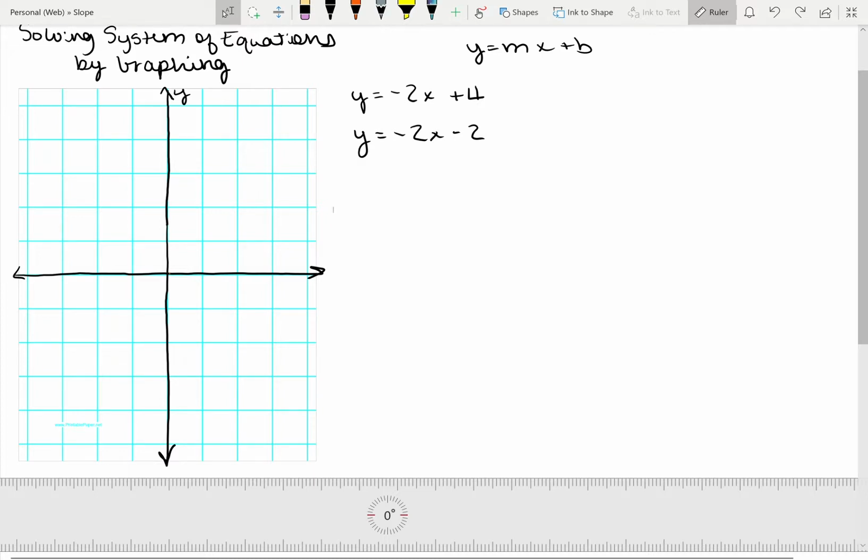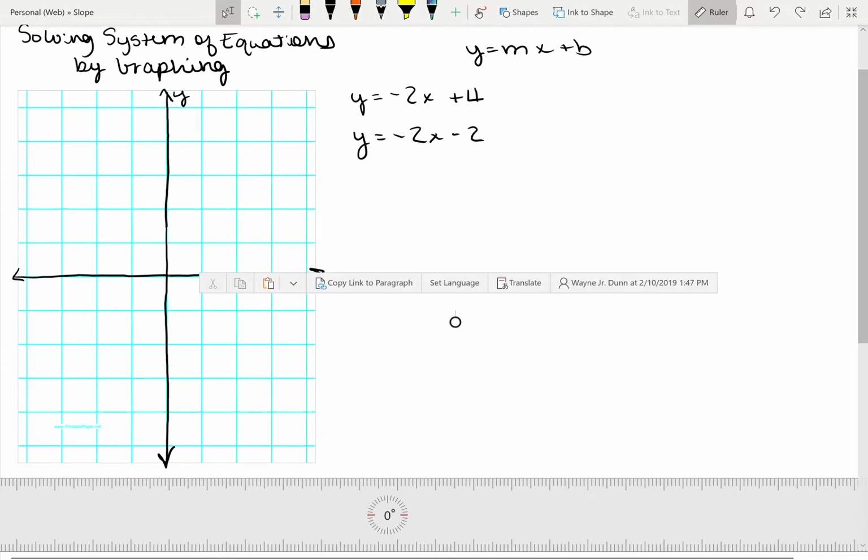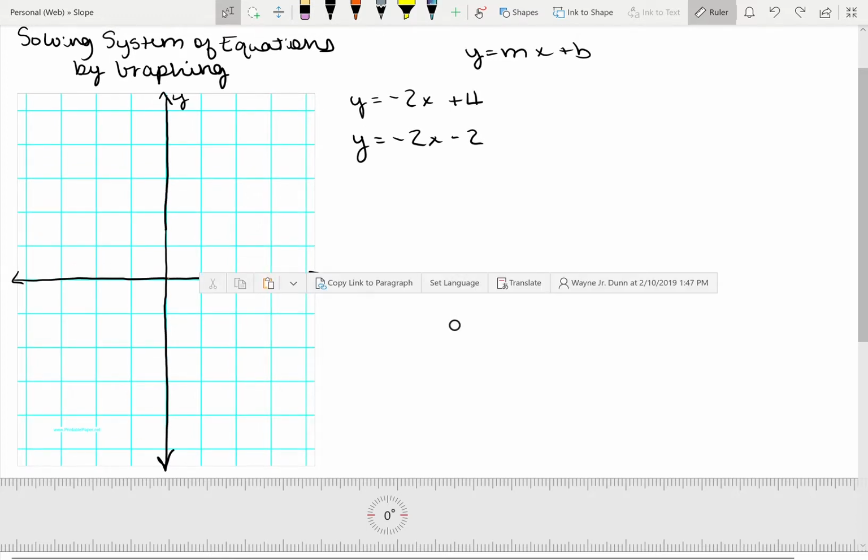So what we're going to do next is continue solving a system of equations by graphing. But this time, we're going to see if we can graph two equations where there are no solutions, meaning the lines of the functions are parallel. Okay, so first we're going to use the same steps from my one solution video.